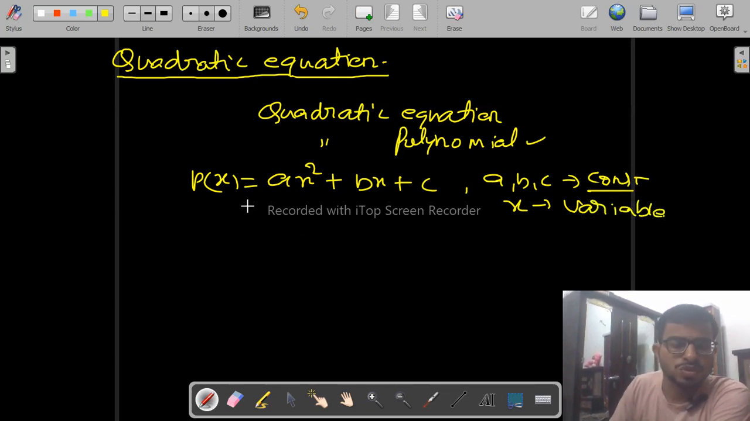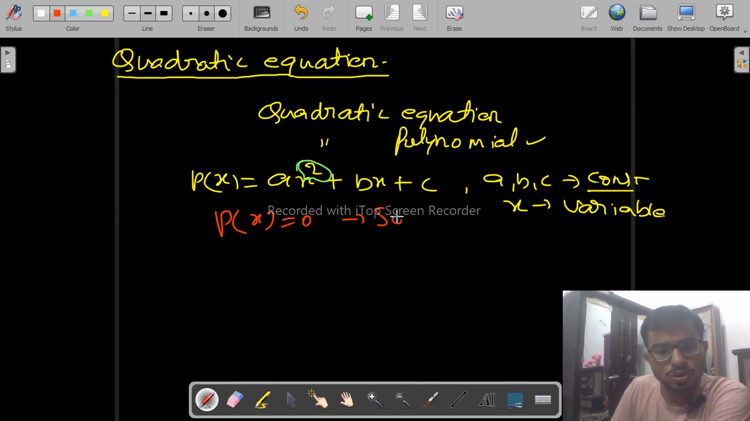X is a variable. This is called the quadratic polynomial because the degree, the highest exponent of the variable, is 2. So this is called a quadratic polynomial. Now when we equate this polynomial to 0, p of x equal to 0, it will have some solutions, also called the roots. In that case we will call it an equation.